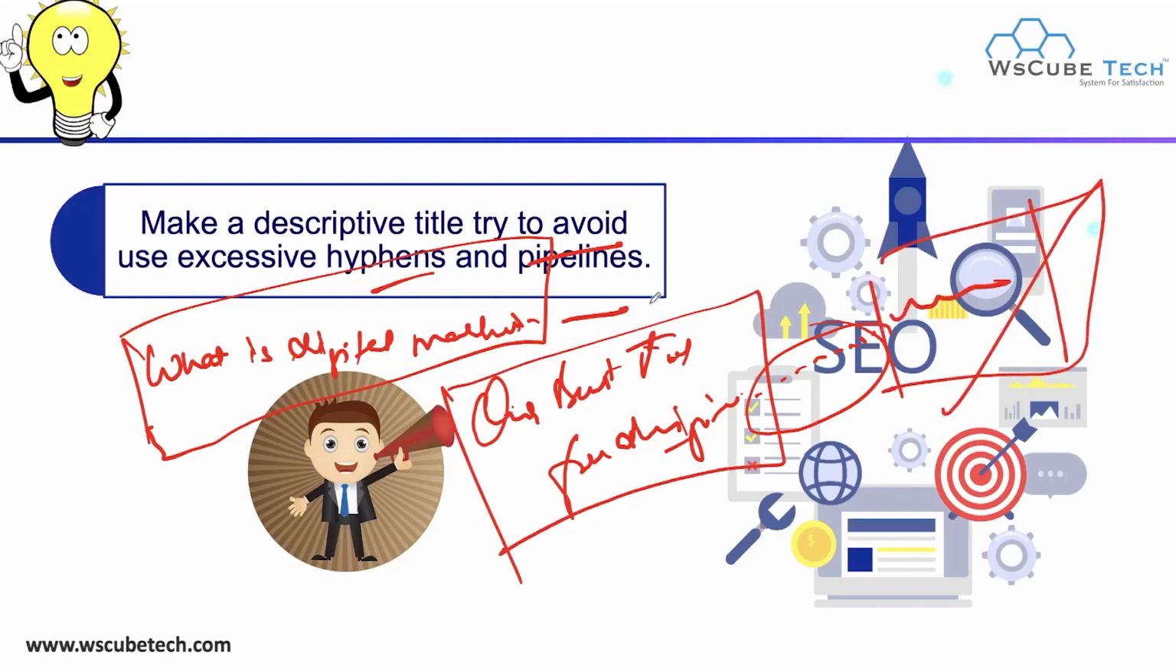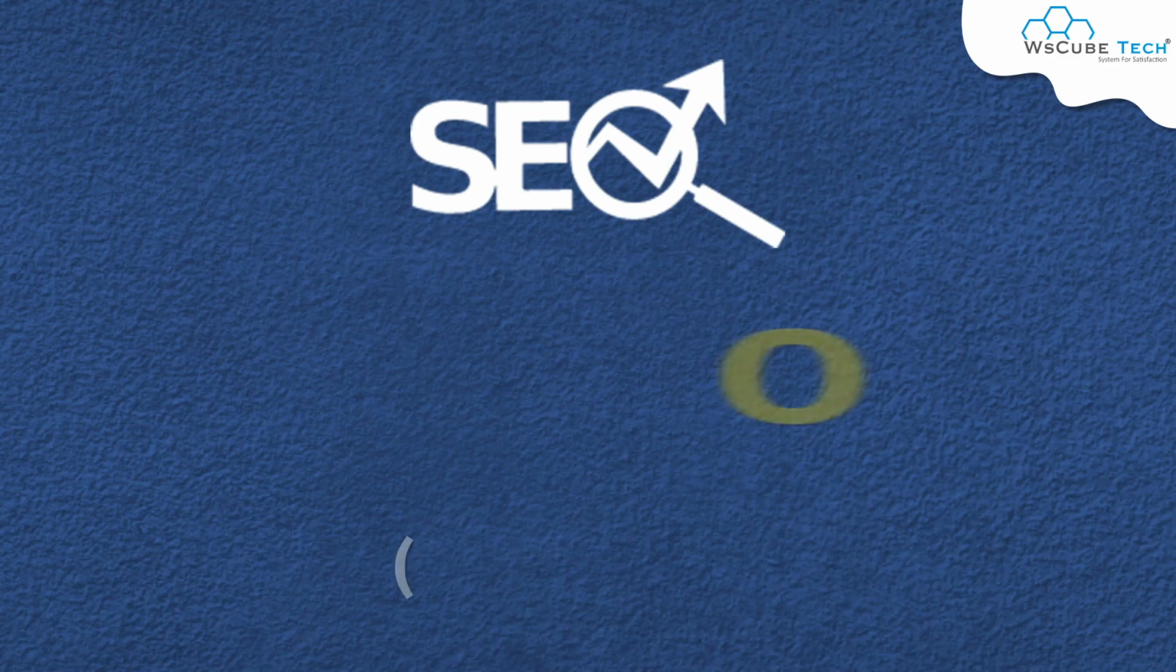Why? Because sometimes search engines consider this hyphen and the pipeline as marking the text after your hyphen or the pipeline as a second text. So that's why they only show the text which is before your hyphen or the pipeline. So that's why you have to avoid excessive hyphens or pipelines here, and you have to make your title.